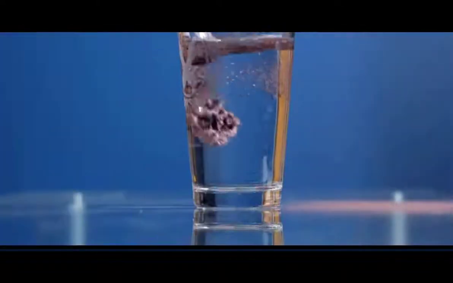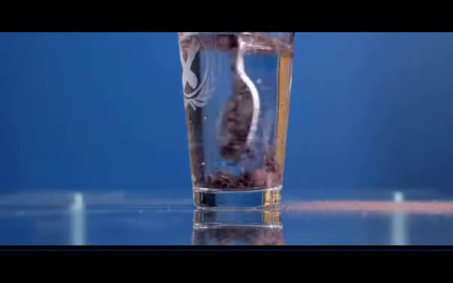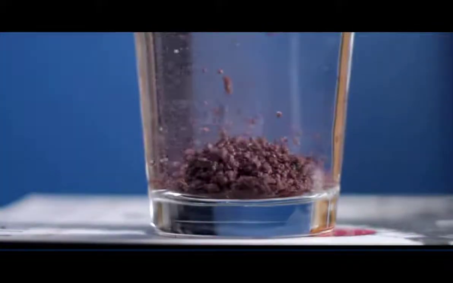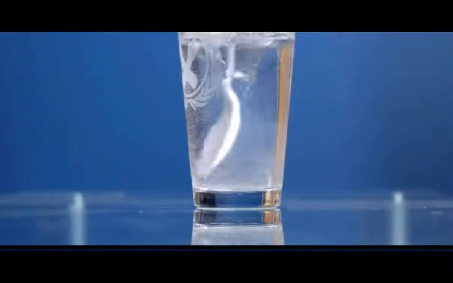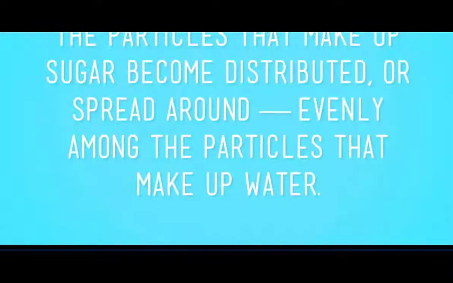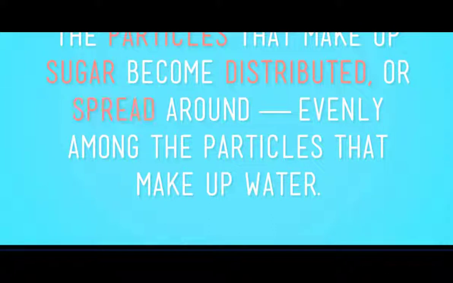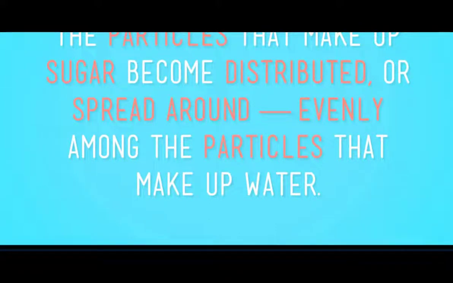For example, if we mix sand and water in a glass, we'll get a mixture, even though after a while the sand will settle to the bottom of the glass. But if we stir some sugar into the water, the sugar looks like it disappears. But it really doesn't. The particles that make up sugar become distributed or spread around evenly among the particles that make up water. We call this kind of mixture a solution.